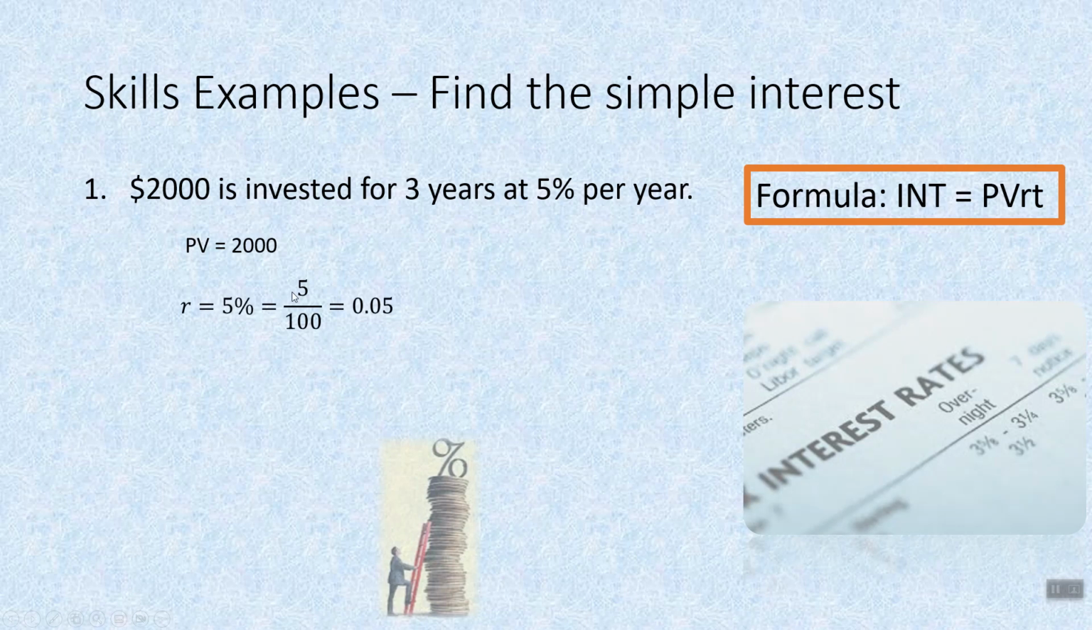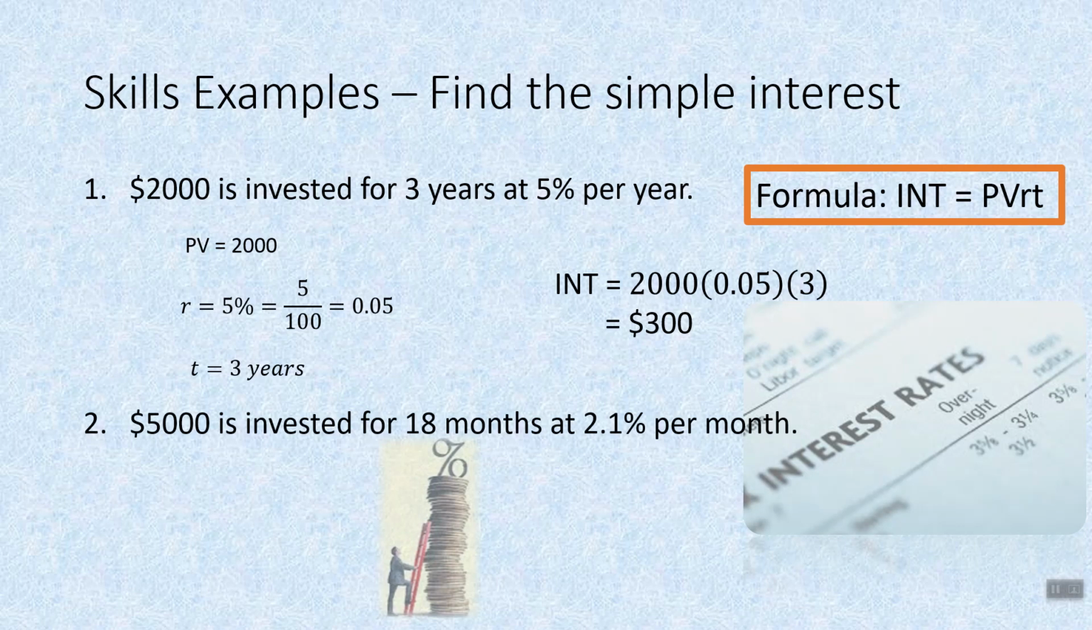So 5% is 5 out of 100, or it also looks like 5 cents, and that's how I think of it. 5%, I leave the per out. I write it as a decimal as 0.05. And the time is, of course, 3 years. Substituting in our formula, we'll have 2,000 times 0.05 times 3. We'll put this all into the calculator at once, and we'll get $300 of interest.